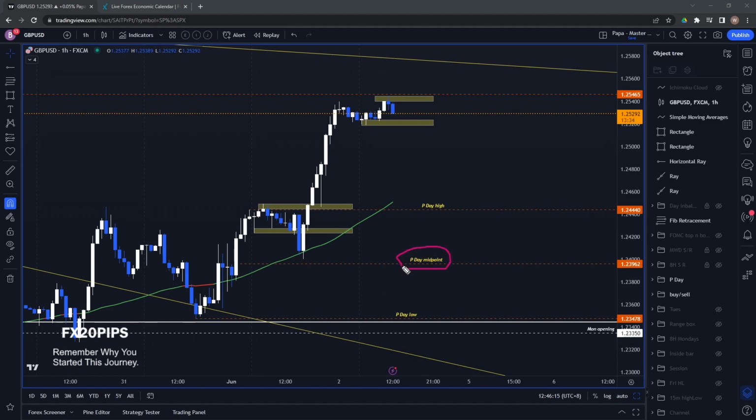So the previous day midpoint then becomes a stop loss level for you, and also one more confluence to convince yourself to take the buy trade up. Okay, and I also want to talk about how you add on to the trades.